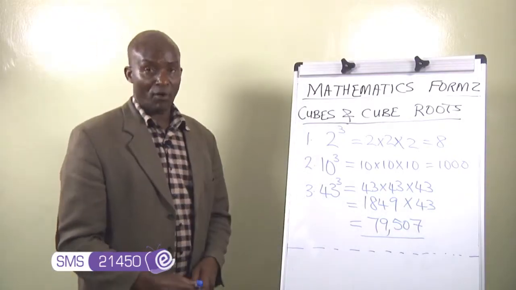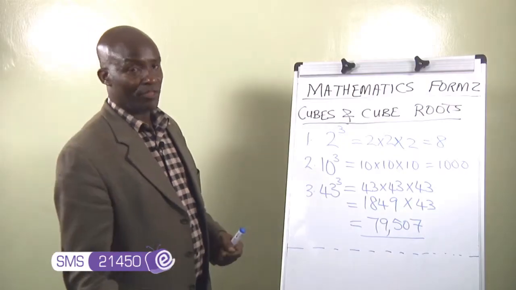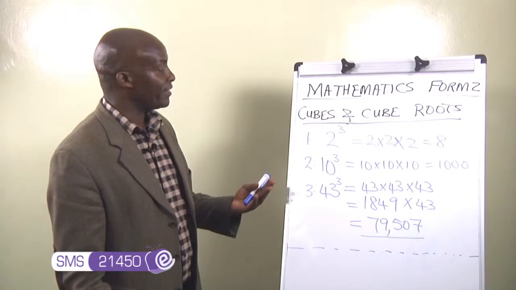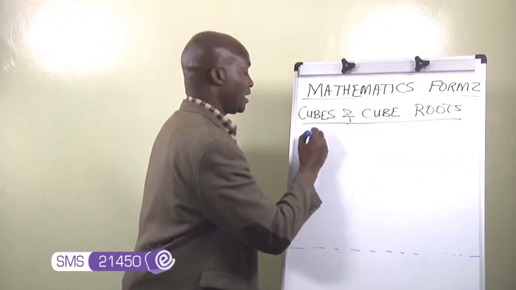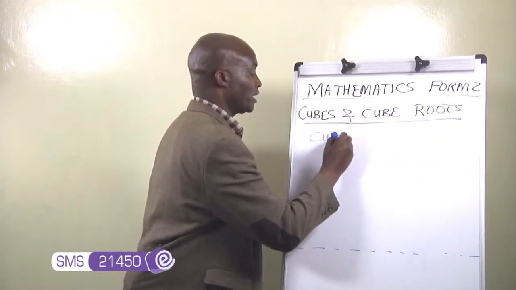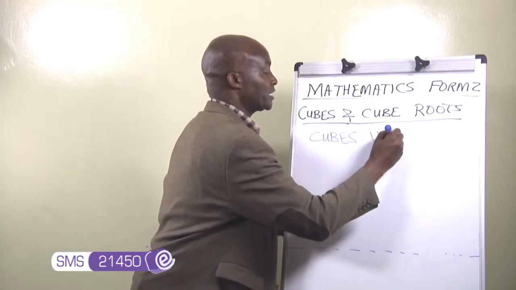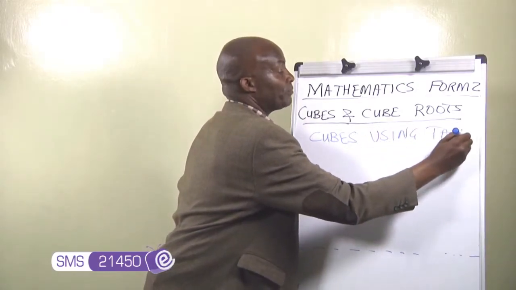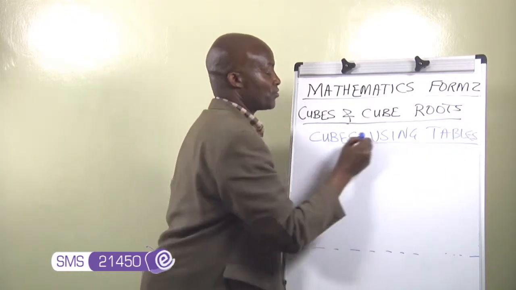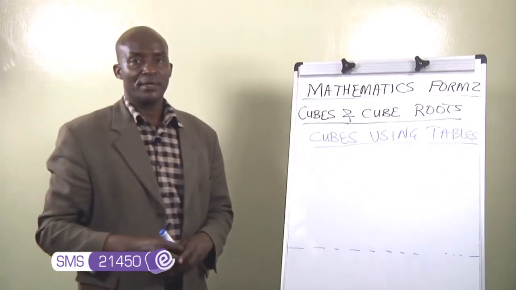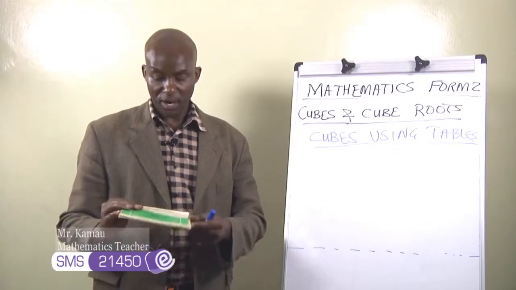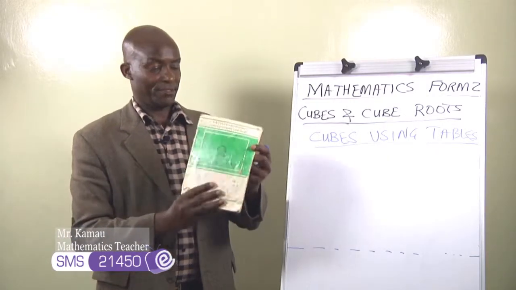We now move on to another method of getting the cubes of numbers. Cubes using tables. Now, what tables am I referring to? I'm referring to the mathematical tables. You should be able to have this.